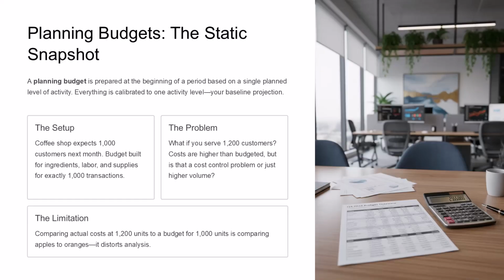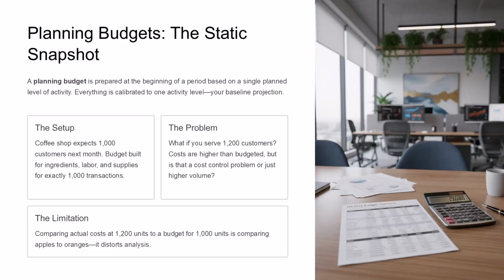Let's say you manage a coffee shop and you expect to serve 1,000 customers next month. You build your budget around that number. You plan for ingredients to make 1,000 drinks, labor hours to serve 1,000 customers, supplies for 1,000 transactions. Everything is calibrated to that one activity level. That's your planning budget, your static budget, your baseline projection of what should happen if reality matches expectations.